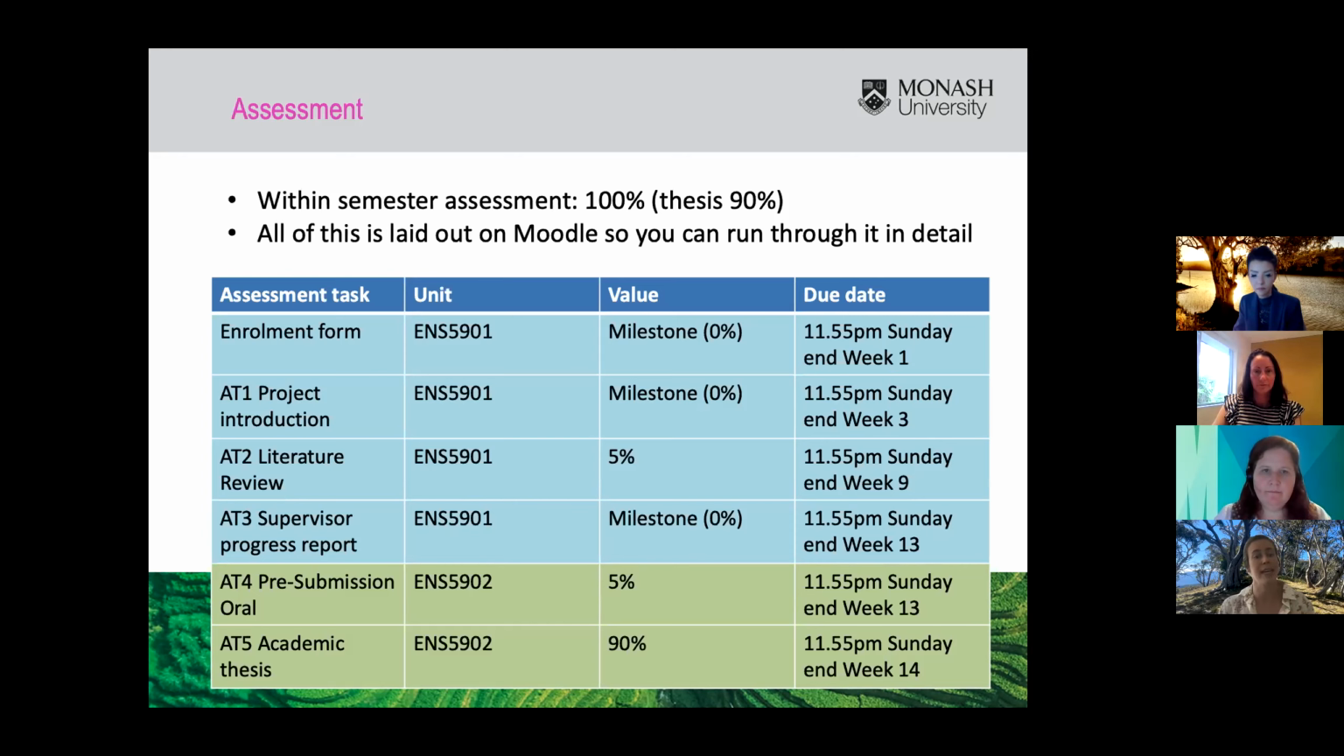If we jump into the second semester, which is ENS5902, you'll be required to submit a pre-submission oral presentation, which you'll present to our master's presentation forum. This gives you the opportunity to present the main findings of your academic thesis in an academic conference style presentation. It'll also be a good opportunity to answer some questions and gain feedback on your research. And finally, you'll submit the big beast at the end of this, your academic thesis, worth 90%, which is typically due in week 14 of that second semester.